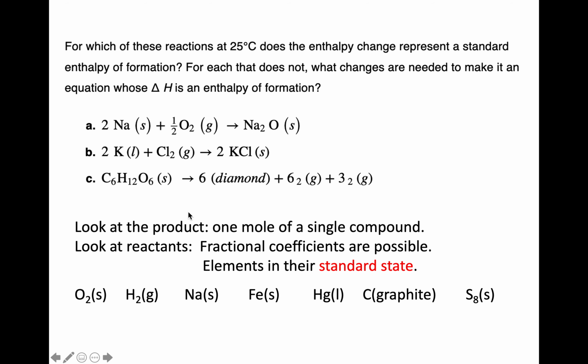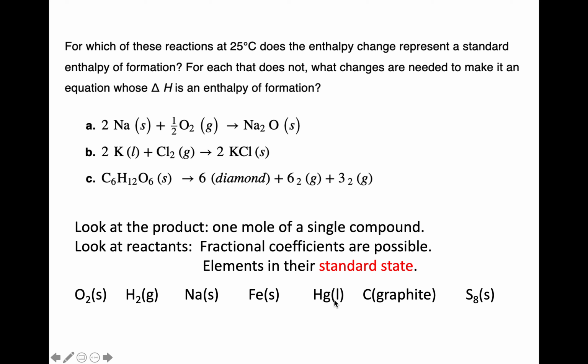When I look at the reactants, we've learned that fractional coefficients are possible. In fact, they're likely. If I'm forming 1 mole of the product, it might mean that I have fractional coefficients for the reactants. When I look at those reactants, I'm going to be looking for elements in their standard state. So if I need oxygen or hydrogen, I'm going to be using diatomic molecules. Metals like sodium, iron, mercury will be all by themselves.